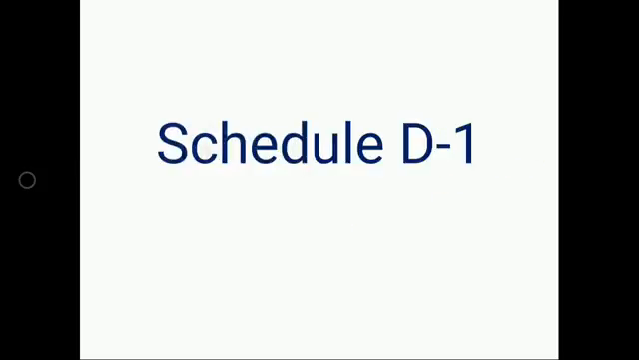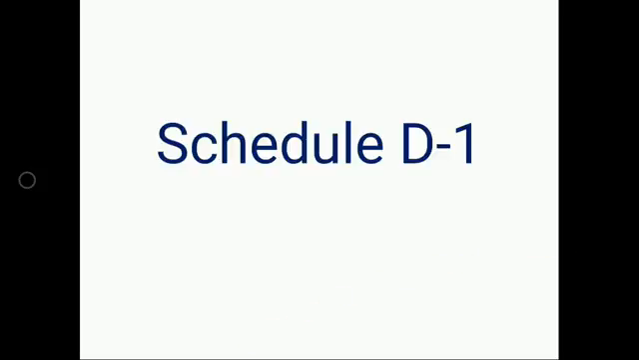The next schedule is schedule D1, in which the information and undertaking which is to be submitted by the manufacturer with the application form. Why is that application form required? For the registration certificate, right? So whenever a manufacturer is applying for a registration certificate, then what is the concerned information and what is the concerned undertaking which is to be submitted, that is mentioned under schedule D1.